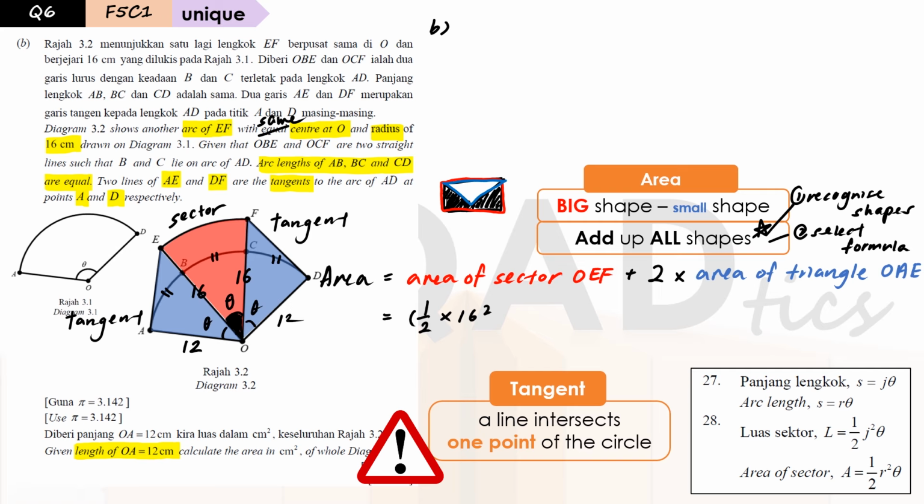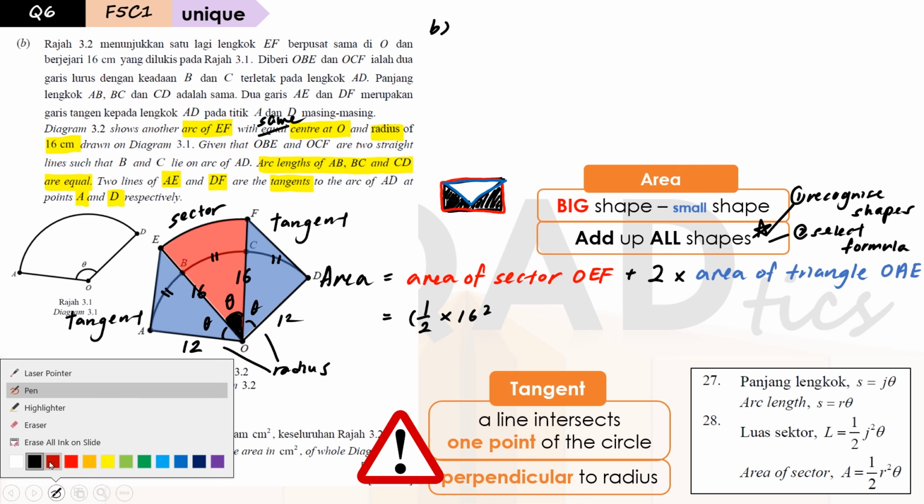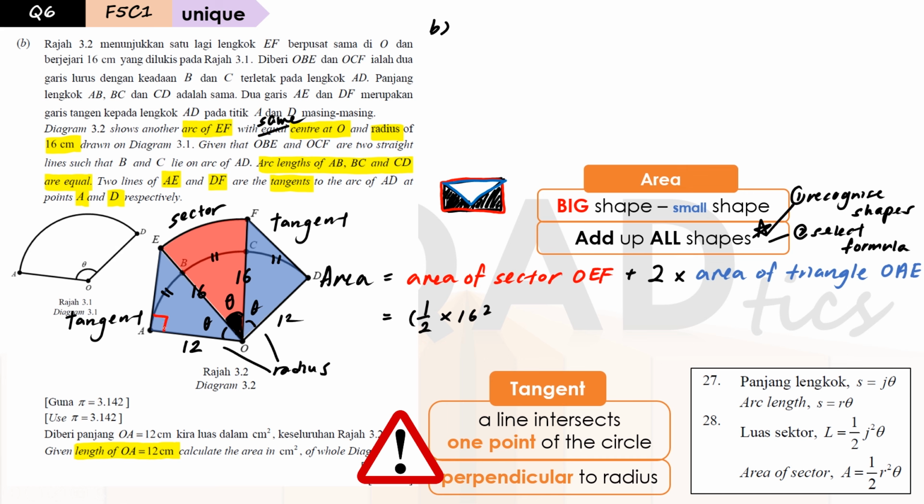Alright, but there's another crucial thing that we need to know: tangents and the radius of the circle are actually perpendicular to each other. So these two lines, just now we mentioned that they are the radius of the sector. So the radius and the tangents here are perpendicular. Okay, so what does this mean for this triangle? This means that this triangle is actually a right angle triangle.